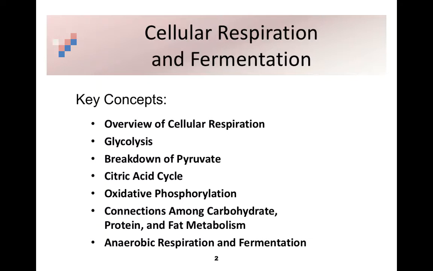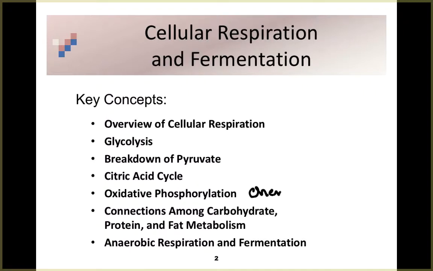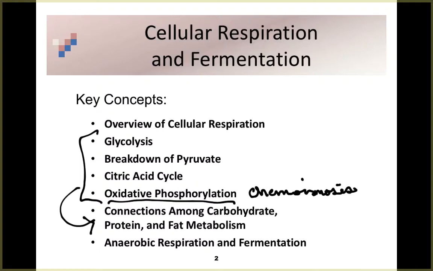So we're going to do an overview of cellular respiration, and then we're going to talk about the four main parts: glycolysis, the breakdown of pyruvate, the citric acid cycle, and what's essentially known as chemiosmosis or oxidative phosphorylation. And then we're just going to bring these into play and talk about how different types of food molecules get broken down slightly differently. And then our last part is essentially fermentation.